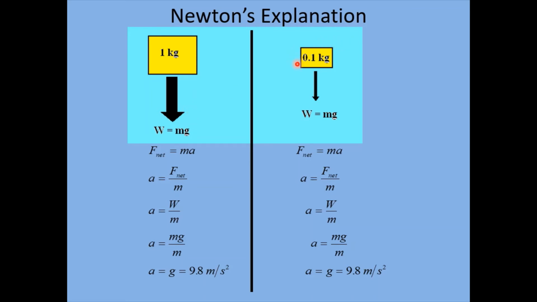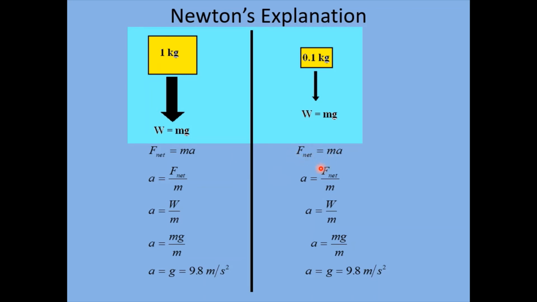Let's do the same thing for the lighter object and see what we get. Well, again, here's our free body diagram. It has a downward force equal to its weight, which is mg. And here, of course, m is much less. It's 10 times smaller. So the equations proceed exactly as they do over here.